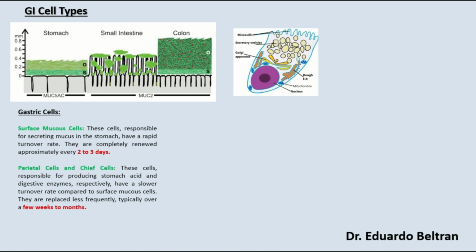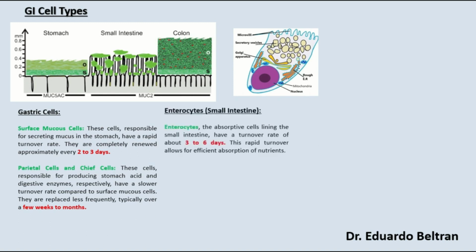But the parietal cells and the chief cells, these take a much longer time, all right? These take weeks to months. This is the reason why healing of the gut takes a long time, all right? Especially of the stomach. Now the enterocytes are represented in just one line of cells that are found in the small intestine, which have a very important function in the absorption of all the nutrients. The turnover rate for these cells is about 3 to 6 days. All right. So this is a rapid turnover, which allows an efficient absorption of the nutrients, right?